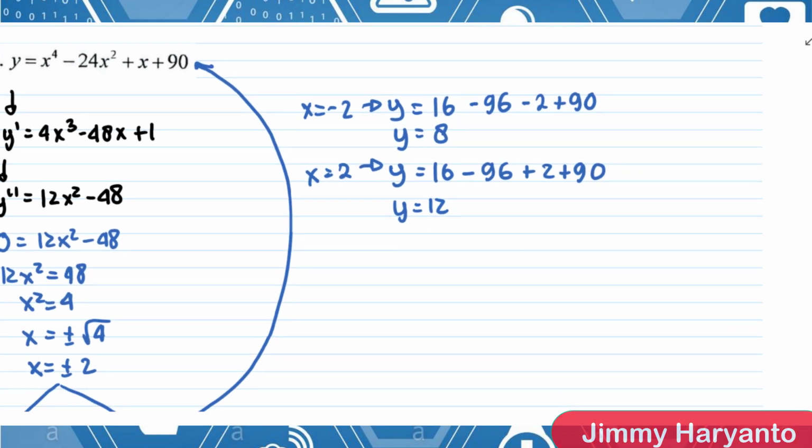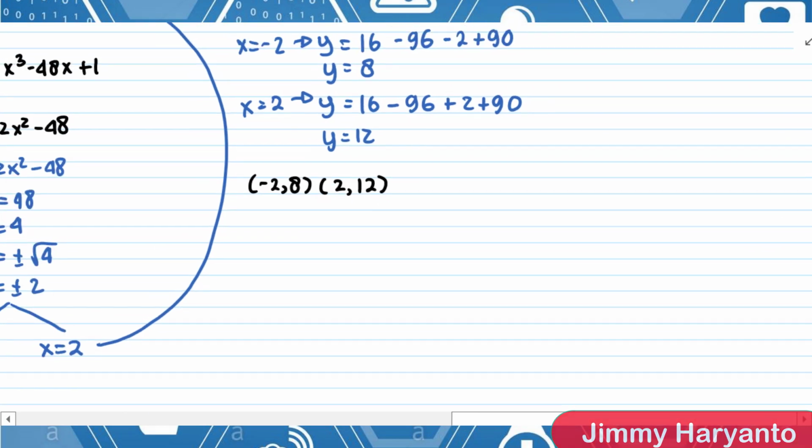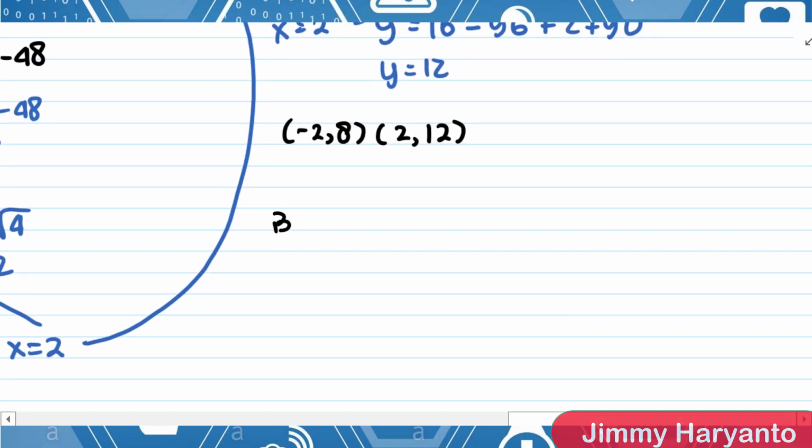Okay, so we already have 2 points right here, (-2,8) and also (2,12). Now it's time for us to determine which one, or maybe both, is an inflection point. To find it, we can use the before and after method.